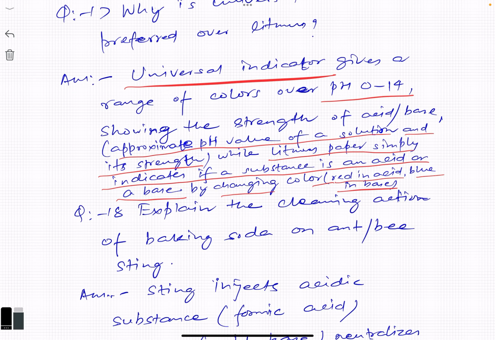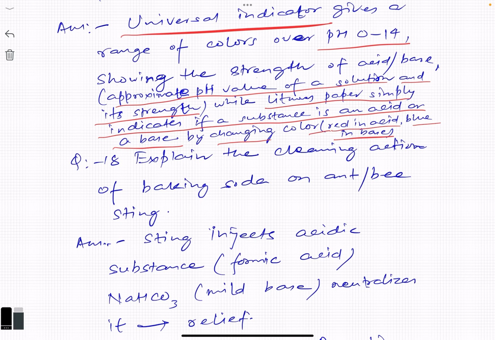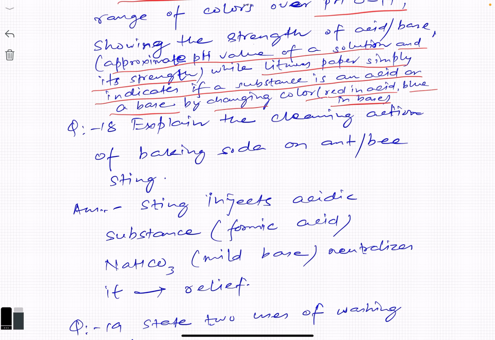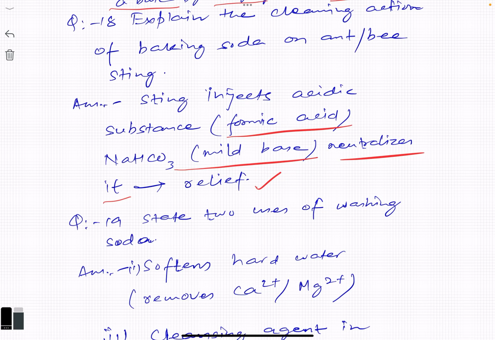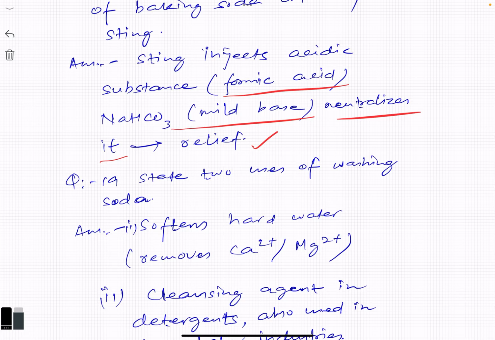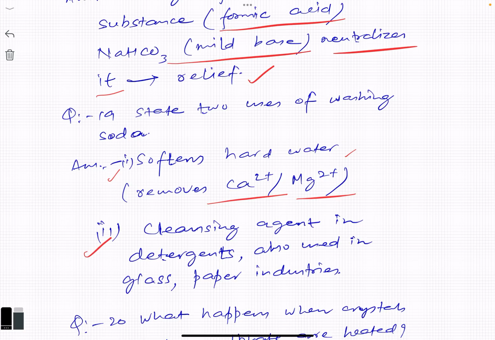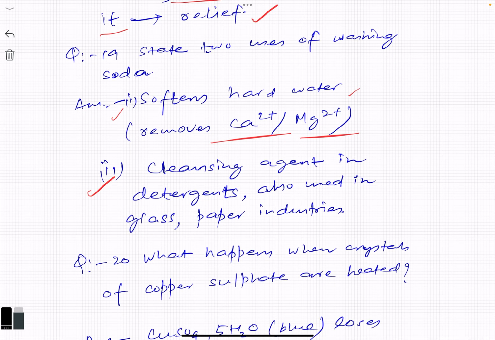Question number 18: explain the action of baking soda on an ant or bee sting. The sting injects an acidic substance, formic acid. NaHCO3 is a mild base, neutralizes the acid, and we get relief. Question number 19: state two uses of washing soda. First, softening hard water. It removes Ca2 plus and Mg2 plus ions. Second, it is a cleansing agent in detergents, also used in glass and paper industries.